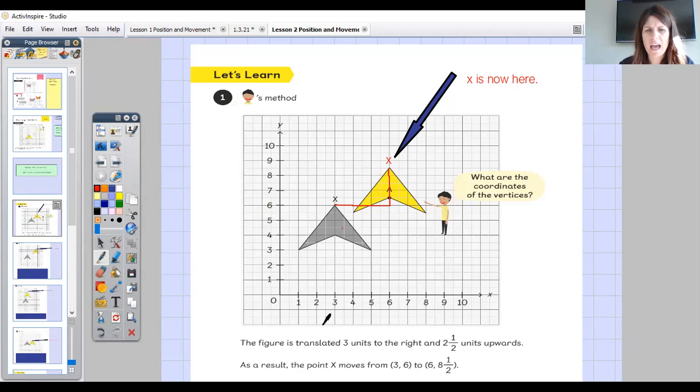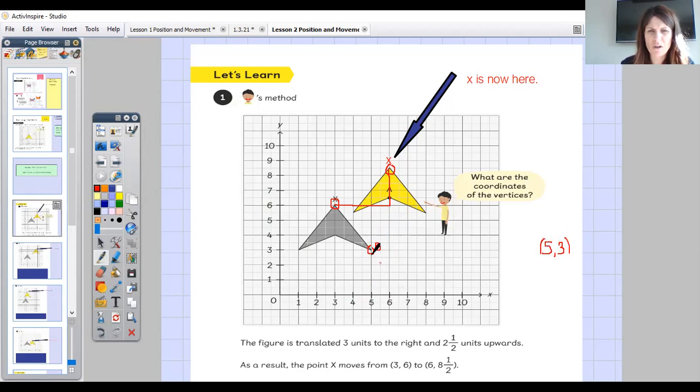So then we can say, as a result, the point X moves from (3, 6), which is here, to (6, 8.5), which is here. And we could then say what the coordinates of the other vertices are. So if this were point B, I'm going to say, right, well, that starts at (5, 3). So (5, 3). Remember to put it into brackets.